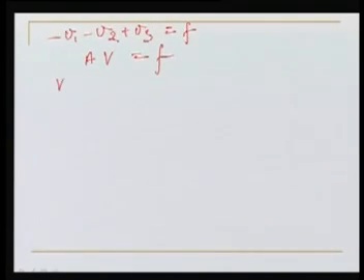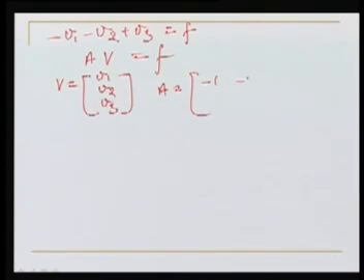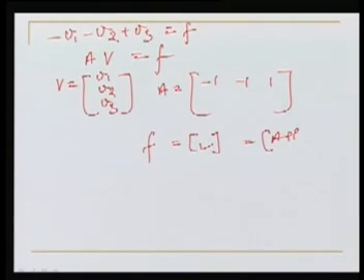So our V is V1, V2 and V3. So our A becomes minus 1, minus 1, and 1, and F is that particular constant, which was A plus B minus C.